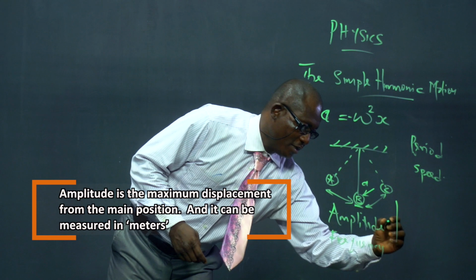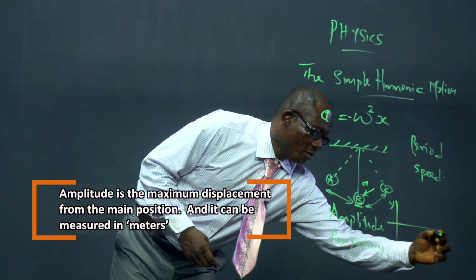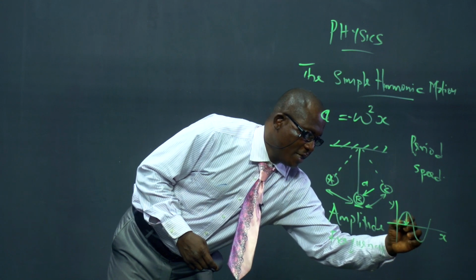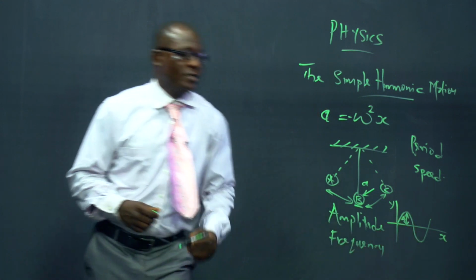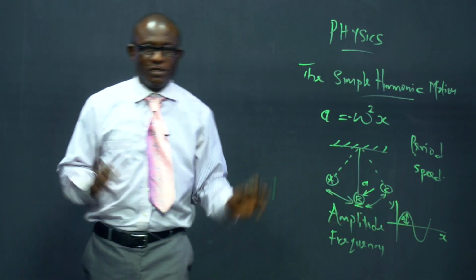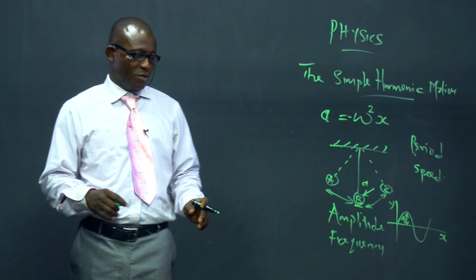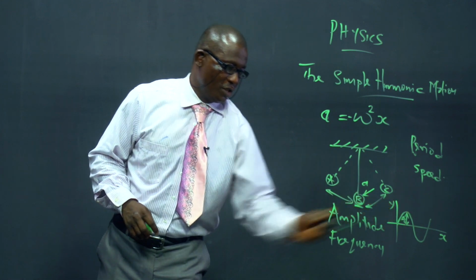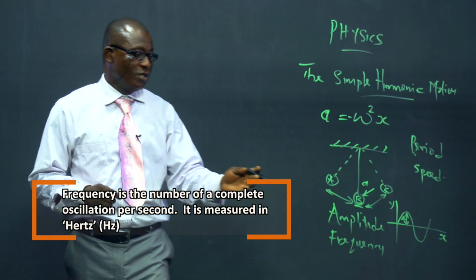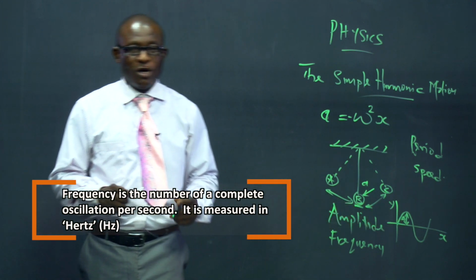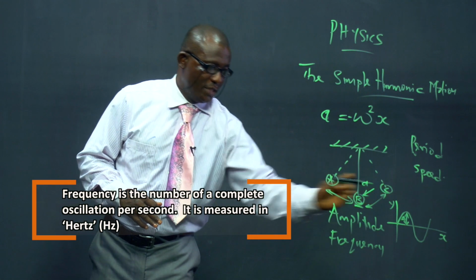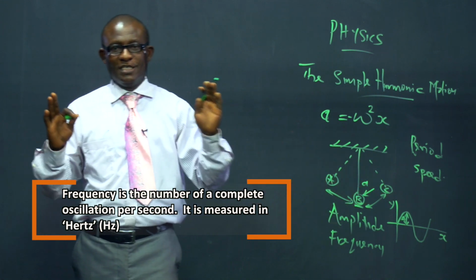Let's take the sinusoidal movement of the body about the main position. The amplitude, that is the maximum displacement from the main position. Frequency talks about the number of oscillations we have in a second. The number of complete oscillations in 1 second.